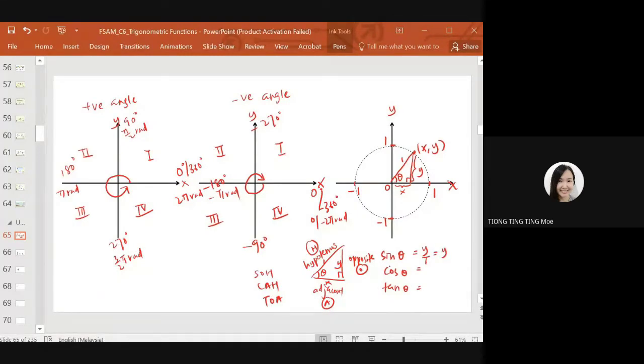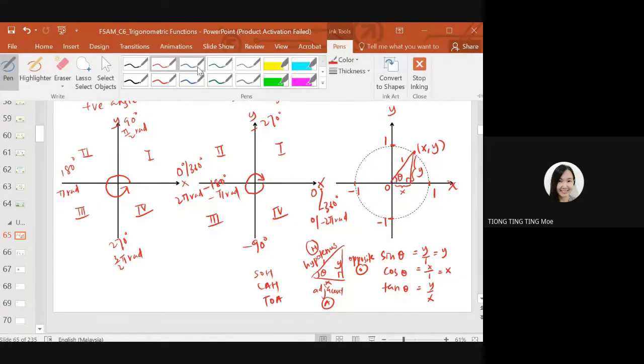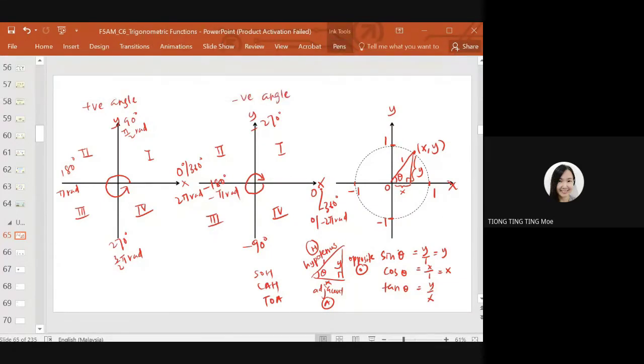Okay, so another one, cos theta. Cos theta is A over H. A is X. H is 1, so it's X. Then what is the tangent? Tangent theta is SOHCAHTOA, O over A. O over A, Y over X. Okay, Y over X.